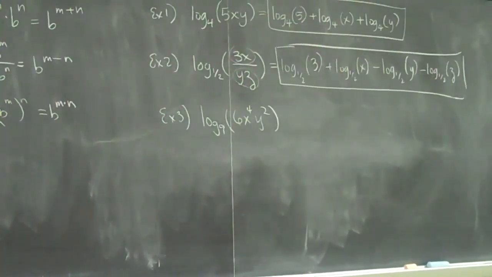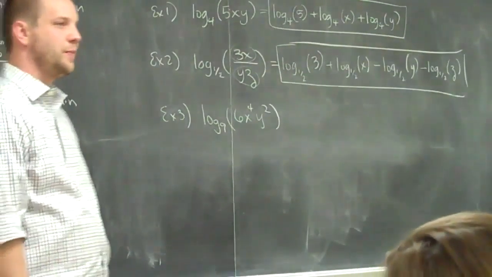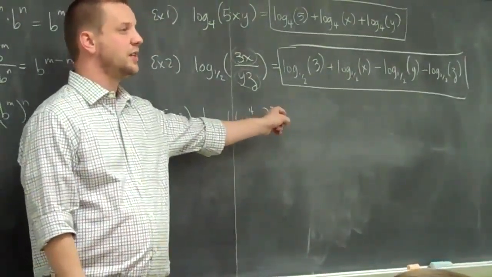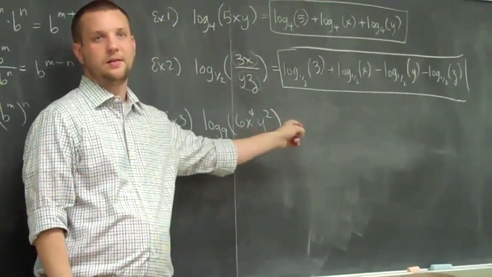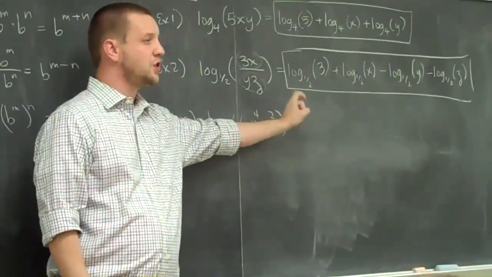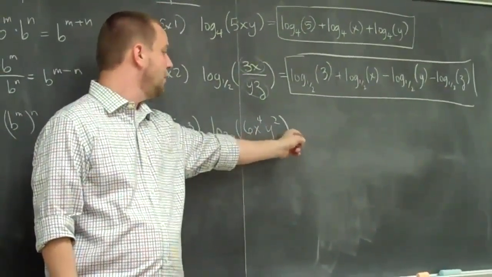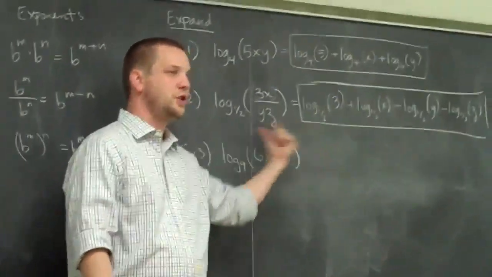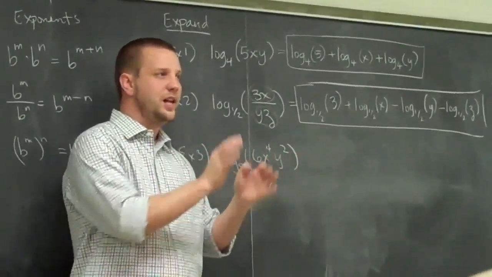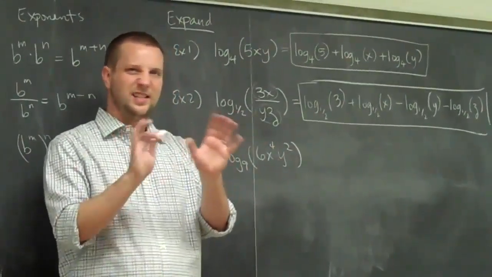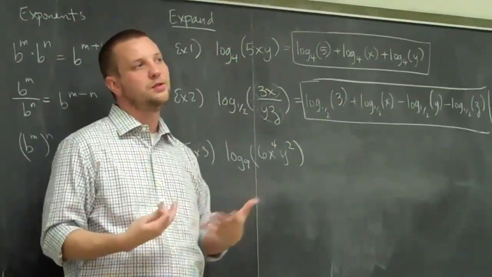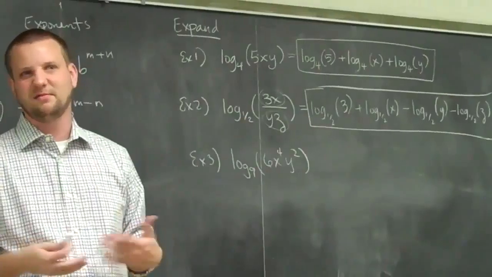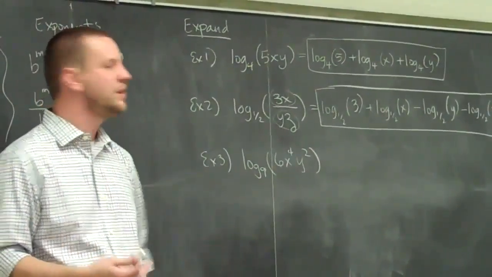But here's the thing. What am I raising to the 4th power? Just the x. I'm not raising the whole thing to the 4th power, right? Same for the squaring. I'm not squaring the whole thing. I'm only squaring the y in this case. So I don't get to bring the 4 or the 2 out front until I give those x's and y's their own nice little individual logs. This has got to be a two-step process until you've done it a couple dozen times and you can see what's going to happen. Okay?